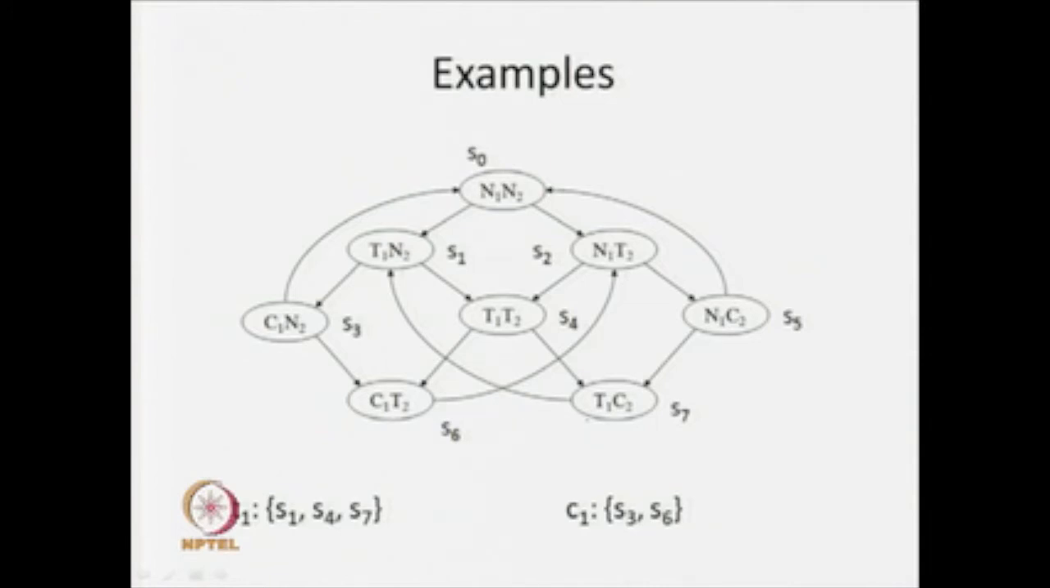Similarly, the set of states where C1 is true is S3 and S6. So, this is S3 and S6. In these two states, the atomic proposition C1 is true. In none of the states are C1 and T1 both true. So, we are getting these two states where formula C1 is true.